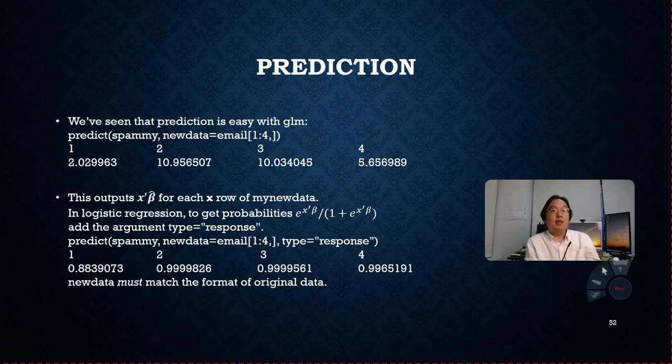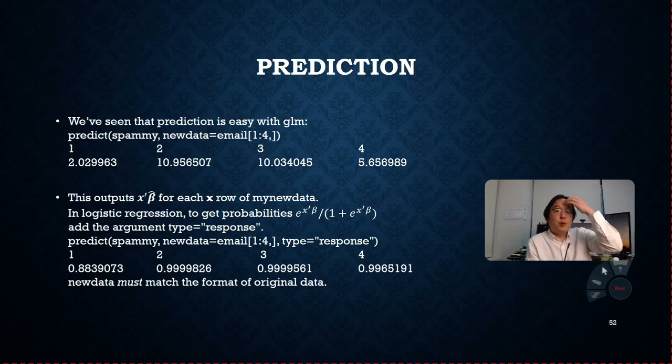We've seen that prediction is easy with GLM. There, you just use the command predict, and then with this regression result and the new data, the predictions will be created, and these will show up. Observations 1 through 4 will be shown, like this. So go ahead and try it with your code.